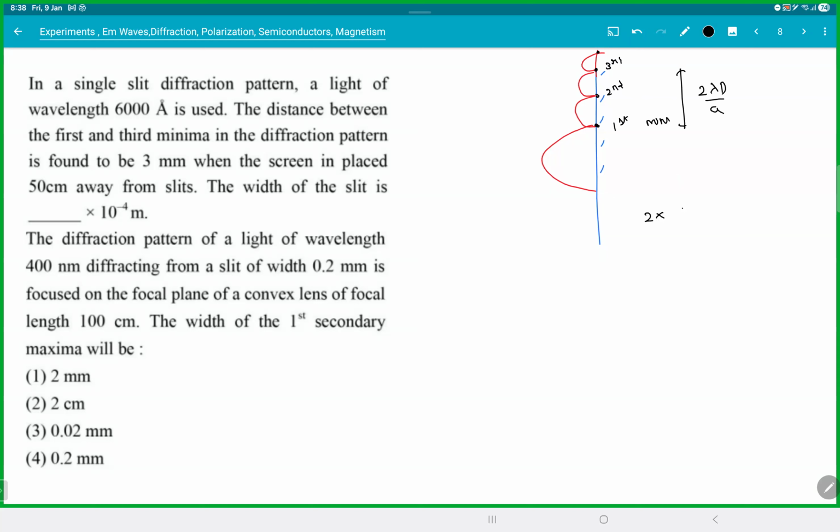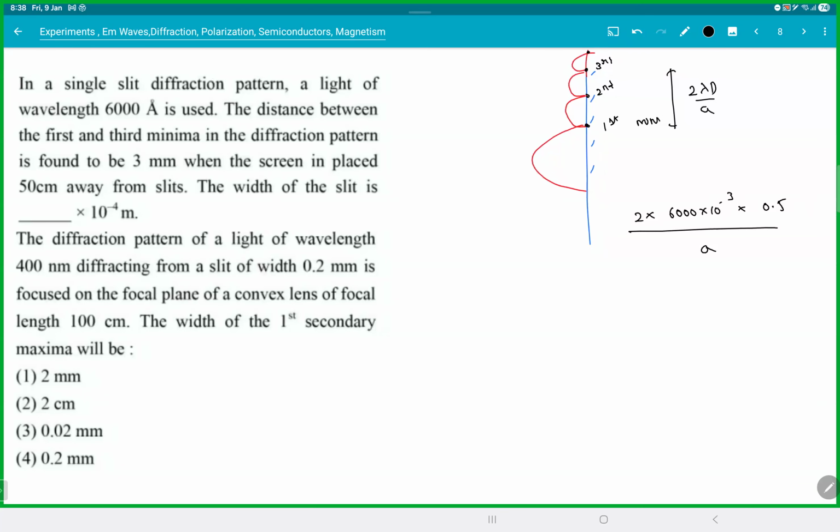Lambda will be 6000 angstroms, 10 power minus 3. Capital D is 50 centimeter, that is 0.5. And you want to find a, and he's saying this is 3 mm, which is 3 into 10 power minus 3. Solve this thing. So 2.5 will go off. A, that would be 3, 2.